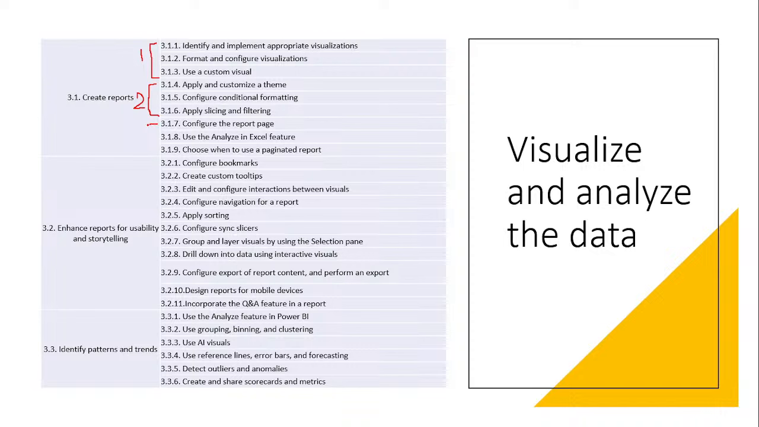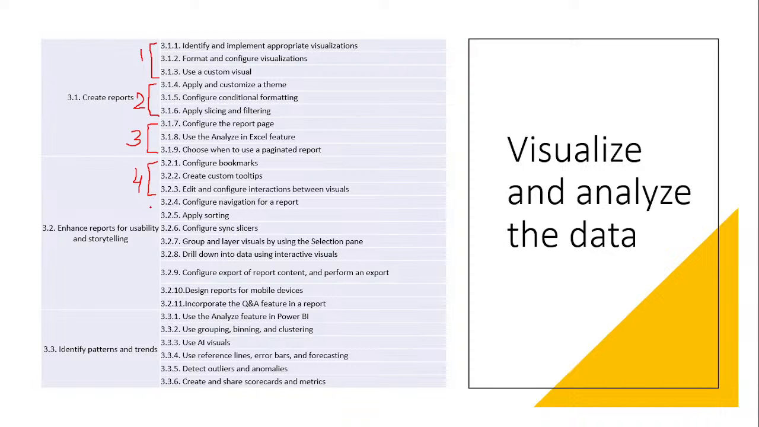Configure the report. Use the analyze in Excel feature. Choose when to use a paginated report. This will be in the third session. Configuring the bookmark, creating custom tooltips, edit and configure interactions between visuals. This will be in the fourth session. I will also let you know the dates on which we are going to have these sessions live.